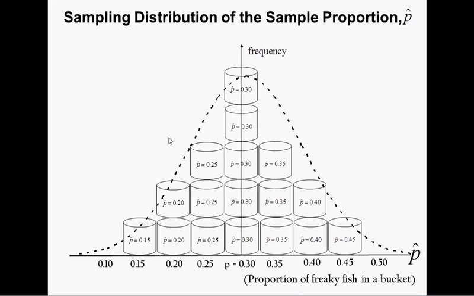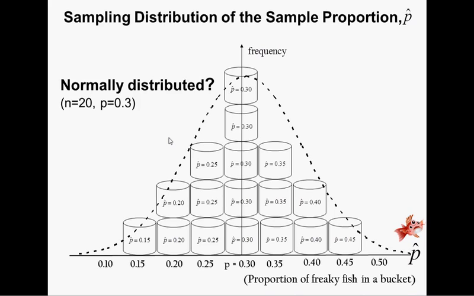So the question is, is it? Well, it turns out the sampling distribution of the sample proportion is a very good approximation to the normal distribution, provided certain assumptions are met. But nonetheless, what we now see here is what we call the sampling distribution of the sample proportion.